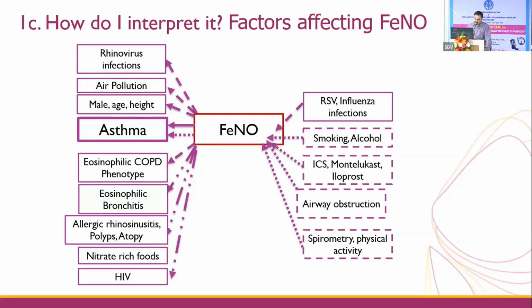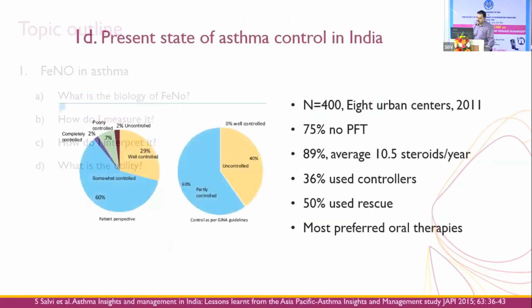Therapies will also affect FeNO. So oral steroids, inhaled corticosteroids, montelukast reduce FeNO. And of course, doing a spirometry itself will reduce FeNO. So what is the utility?